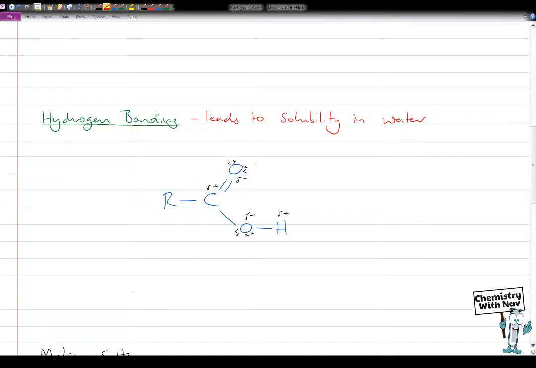You can have hydrogen bonding here going to an H. You could have hydrogen bonding here also going to an H. You can have hydrogen bonding here going to an O. So this molecule ends up being very soluble because it can make many hydrogen bonds with water.